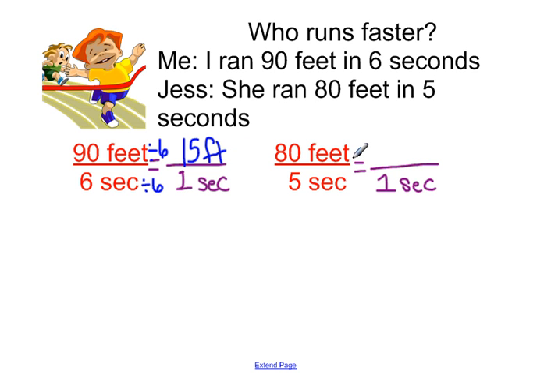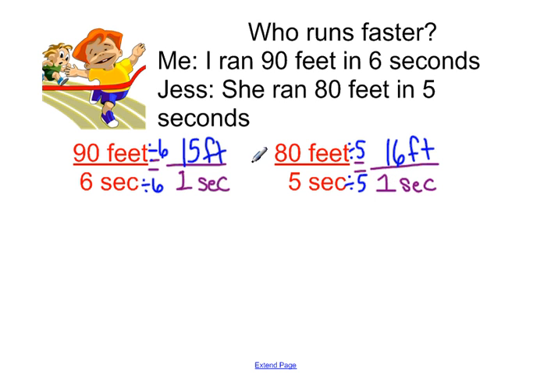And now I'm going to see what my friend did. So now I'll be able to tell who actually went faster. I was at 5 seconds and I'm now at 1. That means I must have divided by 5. And I'll have to do that same thing on the top here. And when I do my division of 80 divided by 5, I'll find that this actually goes in 16 times. So now I am comparing two fractions that have the same denominator.